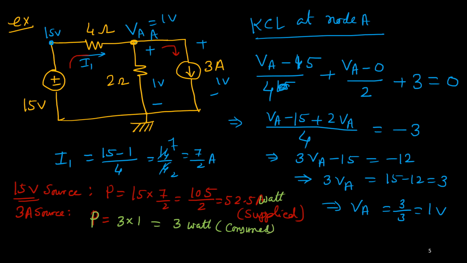Now the 4 ohm resistance. For that, the power, I can consider it P1. It will obviously consume power, and the value is I square into R. I is 7 by 2, squared, into 4. So 49 upon 4 times 4, the 4 cancels out. It is 49 watt.